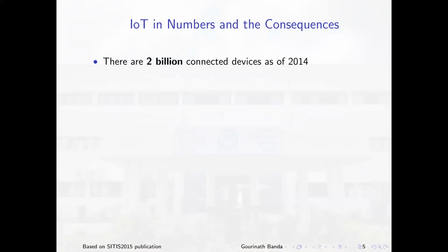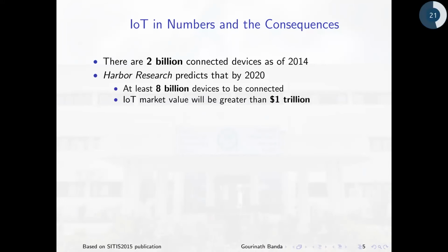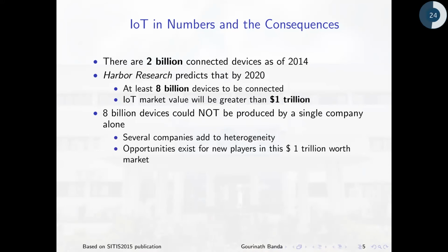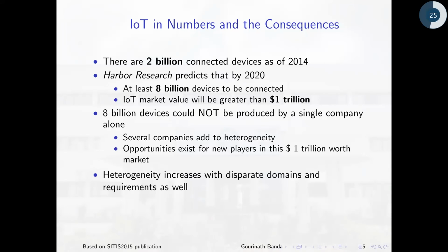So as of 2014, in the IPv4 domain, we have 2 billion connected devices. At least 8 billion devices are to be connected. I mean, this is what has been projected. I think these numbers are even elevated now. IoT market value will be greater than $1 trillion. Of course, these are taken from a standard research report. These are not cooked up numbers. 8 billion devices could not be produced by a single company alone. This is where the opportunity exists for various companies to chip in and contribute to various systems.